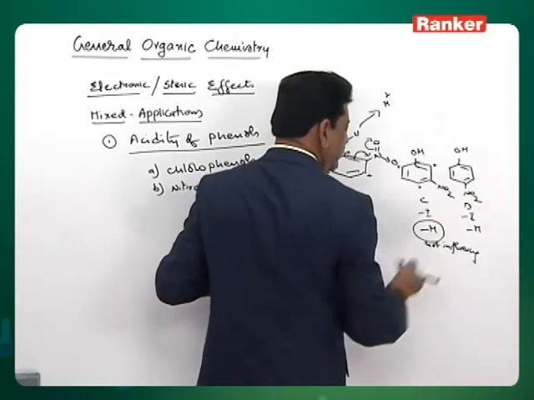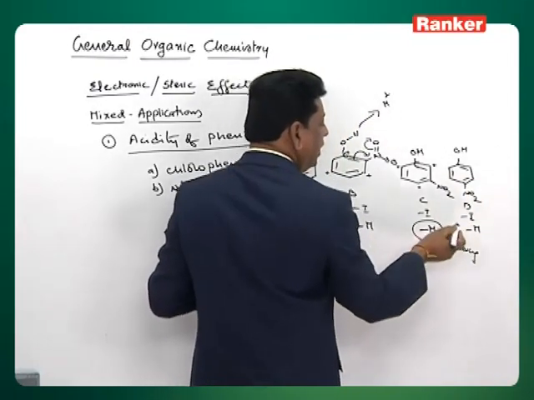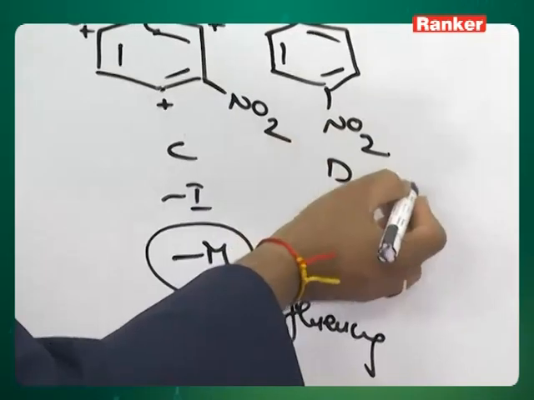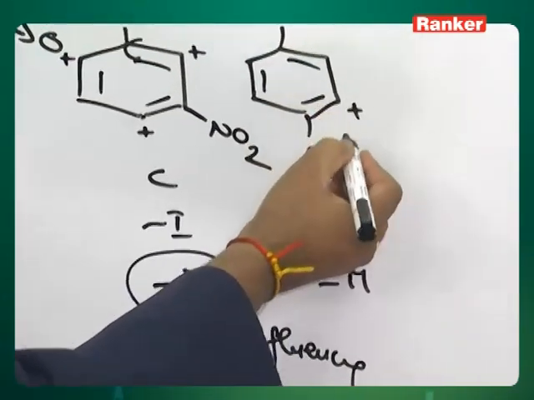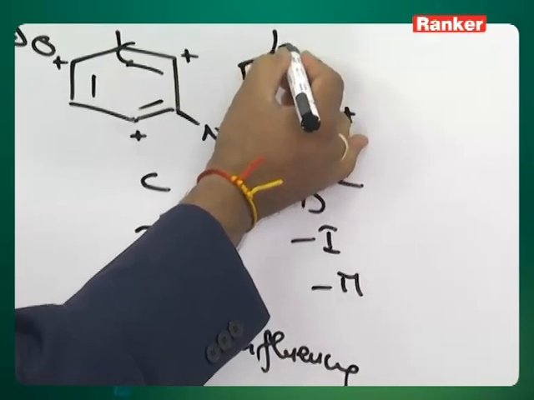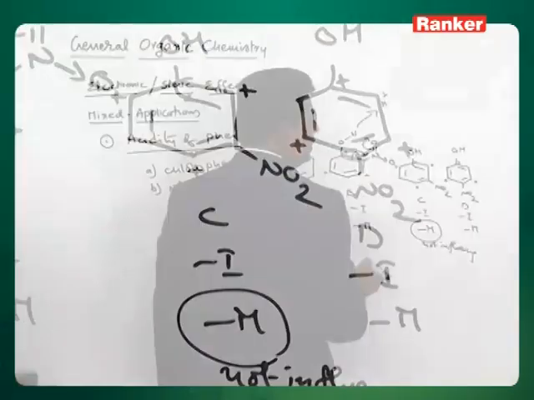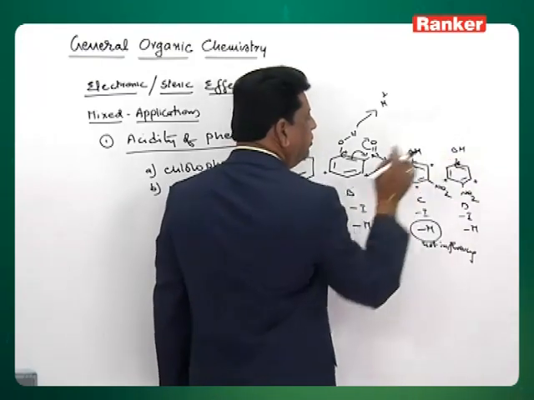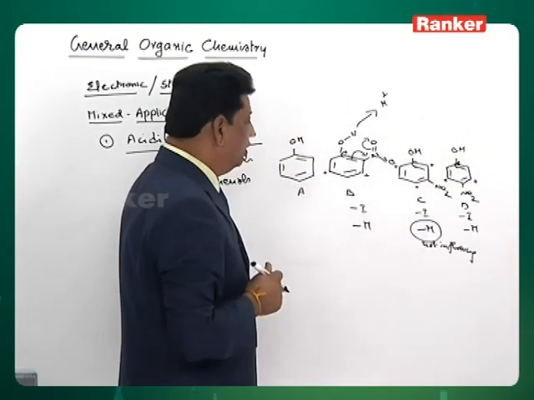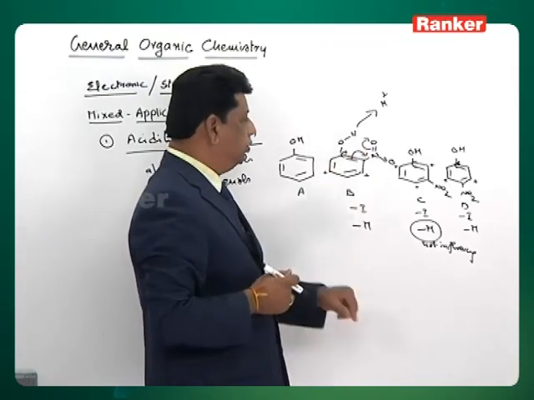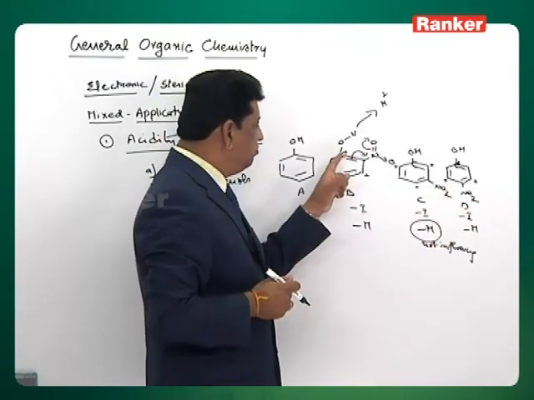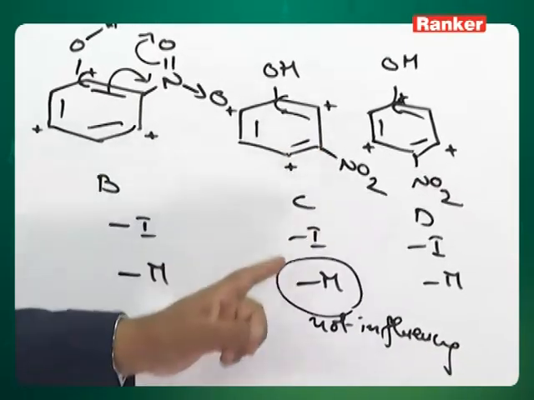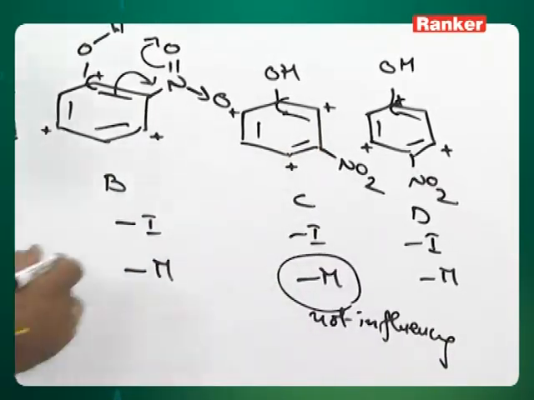Again, this is influencing. In this case, it is far away. How can it influence? If this withdraws, the double bond comes, a positive charge comes here, then a positive charge comes here. So the carbon where OH is there is becoming a positive charge. Therefore, the nitro group at ortho and at para is influencing the carbon where OH is attached. When it is only at meta, it is not influencing.